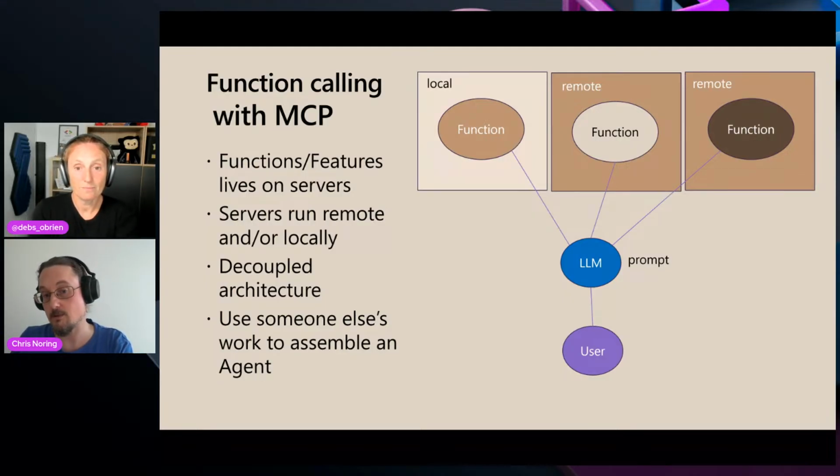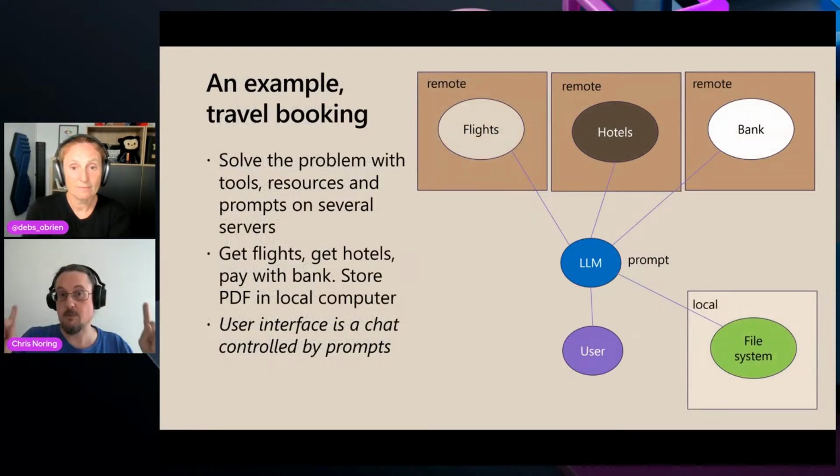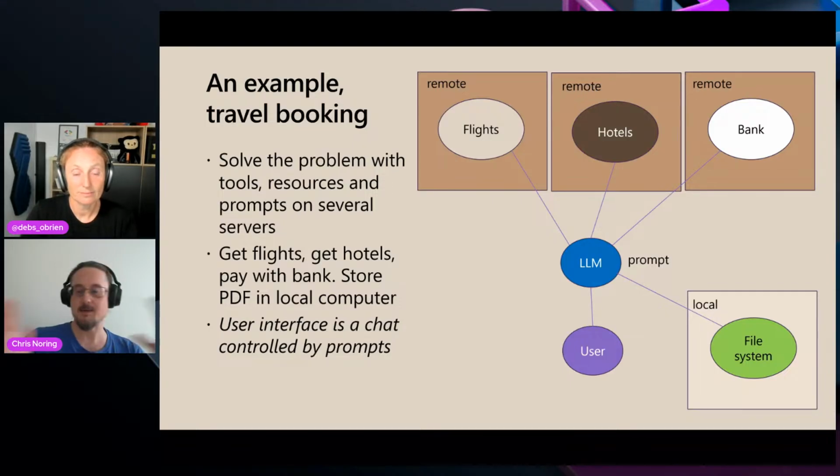Okay, that sounds pretty cool, right? But here's when it becomes super cool. Because at this point, you've got functionality that someone else has built. Someone else has built an API with flights or hotels or banks, and maybe you build the one that goes to your local file system. So, delegation, right? You don't need to solve all those problems by yourself. So, Deb, do you have a favorite scenario when I mention all of this? Different servers, MCP?